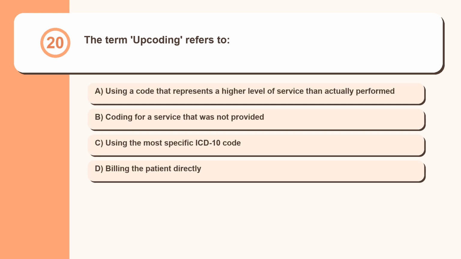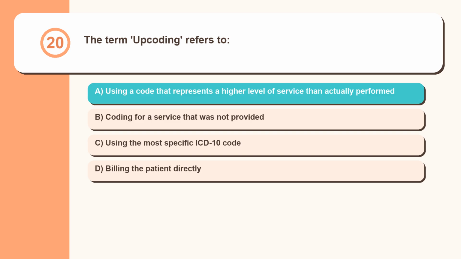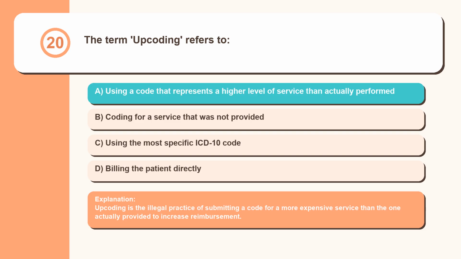Question 20. The term upcoding refers to using a code that represents a higher level of service than actually performed, coding for a service that was not provided, using the most specific ICD-10 code, billing the patient directly. Upcoding is the illegal practice of submitting a code for a more expensive service than the one actually provided to increase reimbursement.